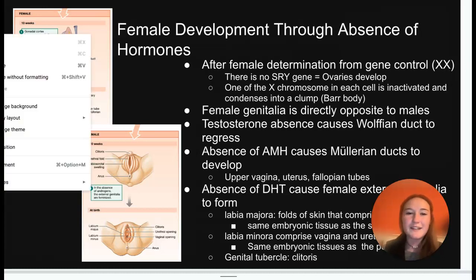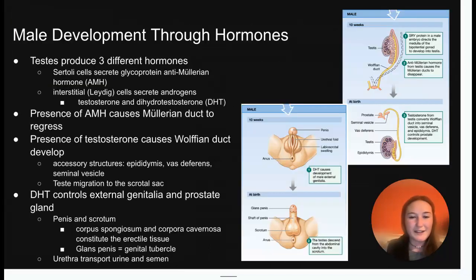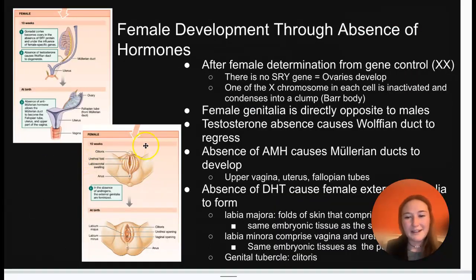And then the absence of the dihydrotestosterone, or DHT, will cause the female external genitalia to form, and so those are the folds of the skin for the vulva, and folds of the skin for the vagina and urethra, which is interesting because the labia majora that makes up the vulva is the same embryonic tissue as the scrotum, and then it's the same for the labia minora, which comprise the vagina, are the same embryonic tissues as the penis. And then, as we saw, the genital tubercle, which makes the glans penis, now makes the clitoris.